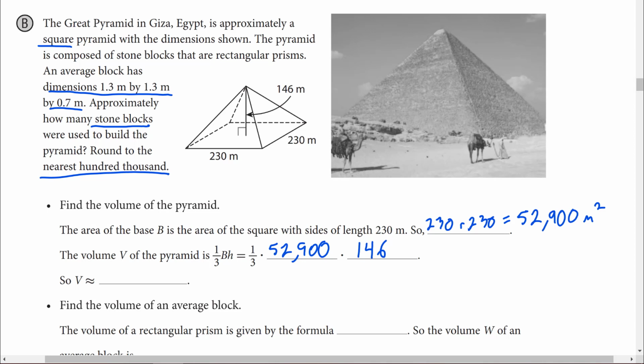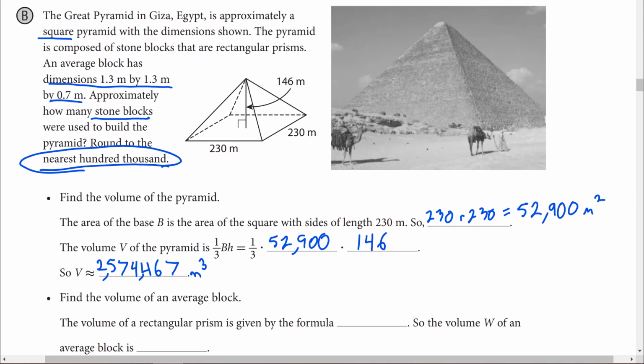So, excuse me, let me write this out first. I'll just go as far as my calculator did. Oh, sorry, 100,000, not thousandth. So I'm going to round to the whole number for my first step. It comes out to 2,574,467 cubic meters.